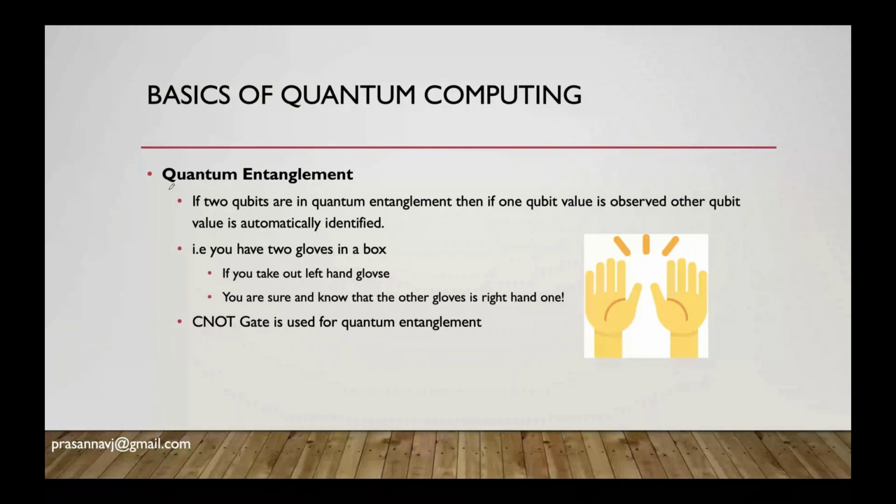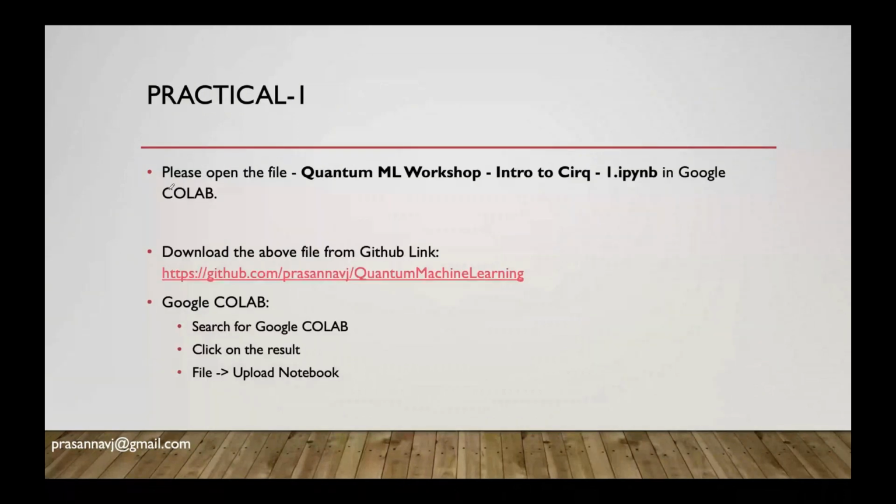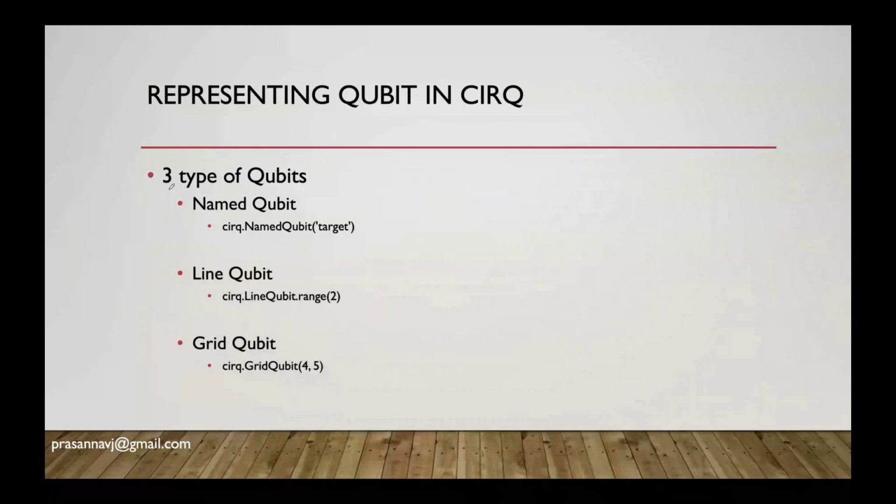So there is a gate that we're going to look at. Don't worry about this gate, we're going to program it. The C naught gate will help you do the quantum entanglement. Okay, so that is in terms of quantum entanglement. Let me just have this intro and then we'll go to the practical part. Let's start programming our qubits.